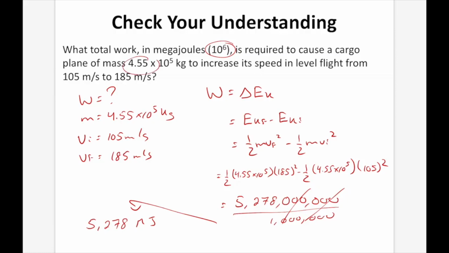We need our answer to 3 sig digs, so our final answer is going to be 5.28 times 10 to the 3 megajoules. So we need 5.28 times 10 to the 3 megajoules to increase the plane speed from 105 meters per second to 185 meters per second.